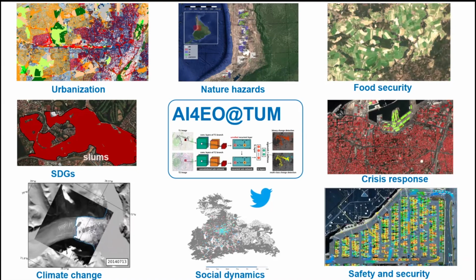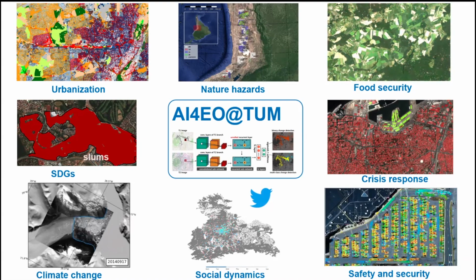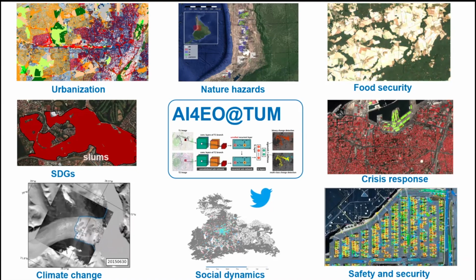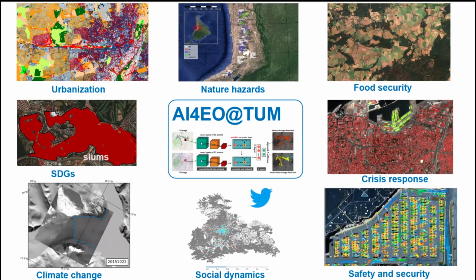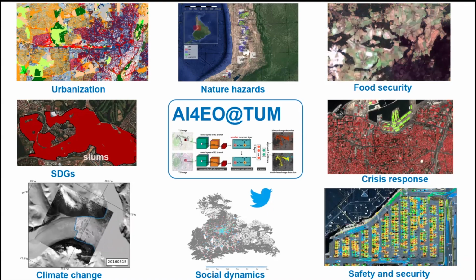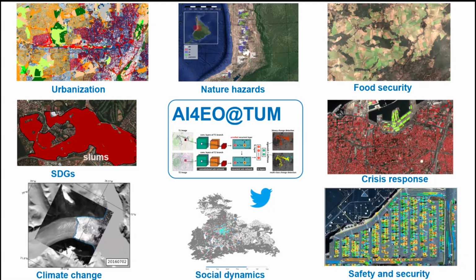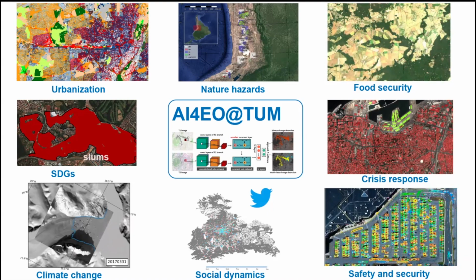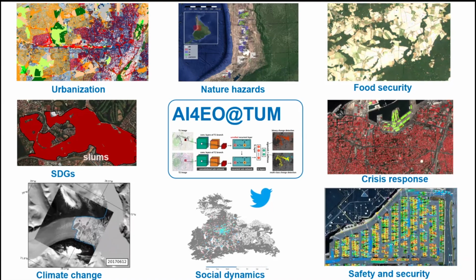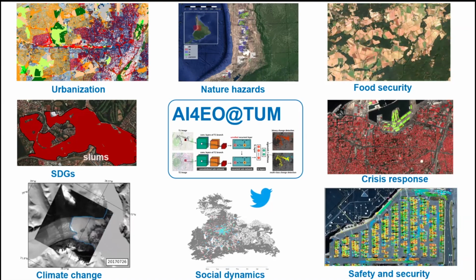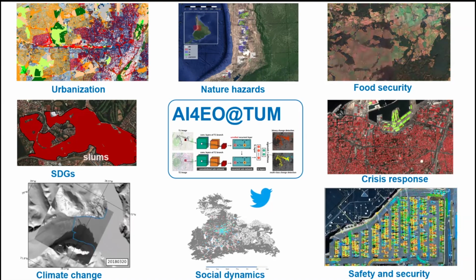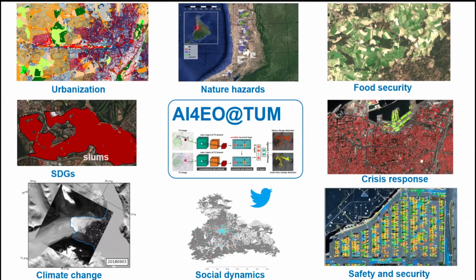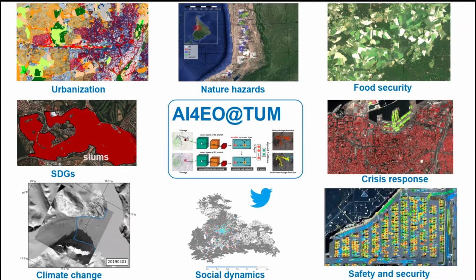We also have a focus on the UN's SDGs. What you see here is an example where we try to segment out informal settlements in the global south. We also work on crisis response, and we have a fairly big team working on climate change, where we try to tackle general machine learning challenges to support applications in the field of digital twin Earth, as you all know, the destiny mission of the EU.